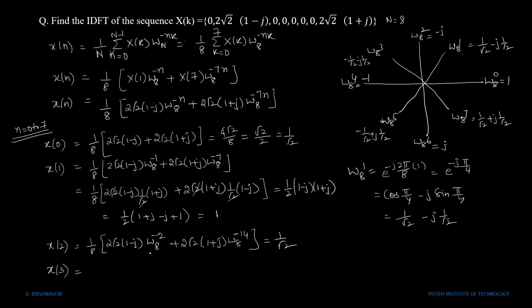Similarly, substitute n is equal to 3. So we'll get 1 by 8, 2 root 2, 1 minus j, w8 to the power of minus 3, plus 2 root 2, 1 plus j, w8 to the power of minus 21 we will get. w8 to the power of minus 3 is conjugate of w8 to the power of 3, so minus 1 by root 2 plus j 1 by root 2 you will have. w8 to the power of minus 21, 21 can be written as 16, that is a multiple of 8, plus 5, so w8 to the power of minus 21 will be equal to w8 to the power of minus 5, and w8 to the power of minus 5 is conjugate of w8 to the power of 5, so it will be minus 1 by root 2 minus j 1 by root 2, and when you perform the simplification you will get 0.